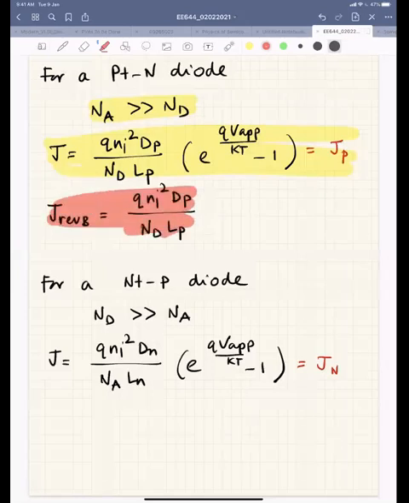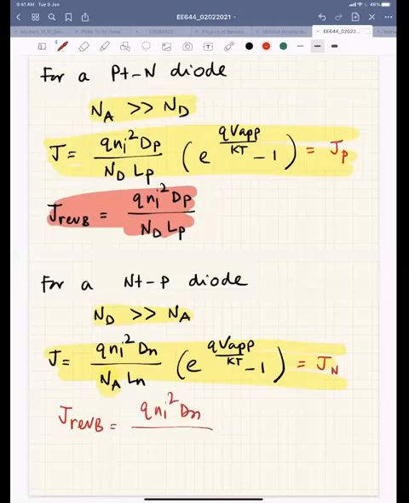Similarly, for an N plus P diode, my ND is greater than Na, and the current is because of electrons. The electron current depends on Na, which is a very important thing. Your current is because of electrons, but it depends on the doping of the p side. Similarly, the reverse bias current will be q ni square Dn by NaLn.